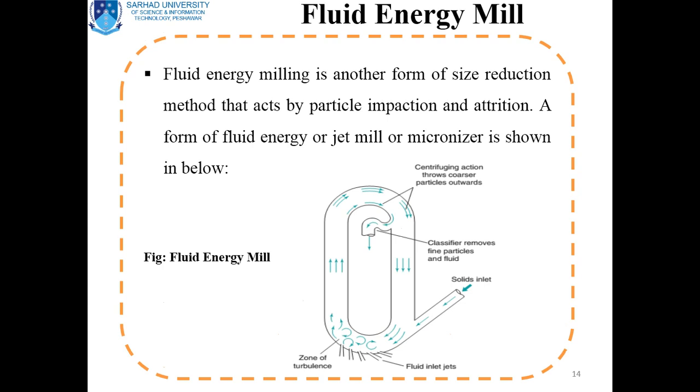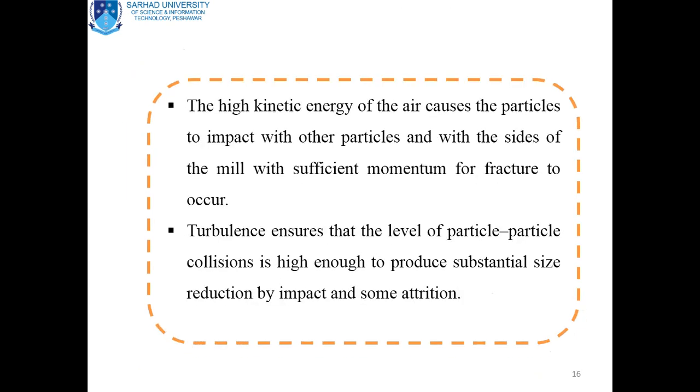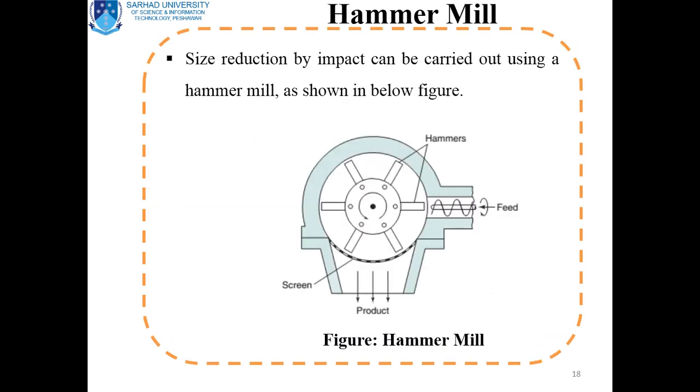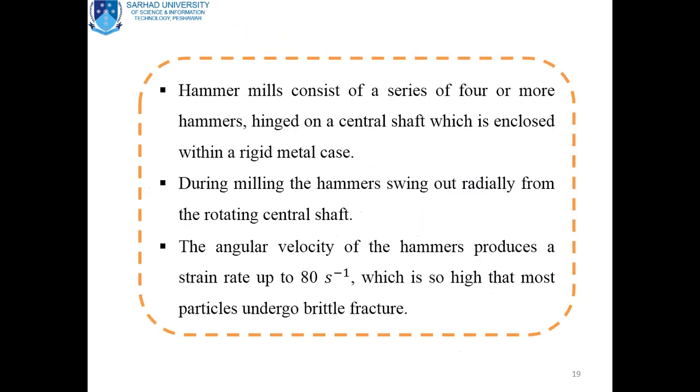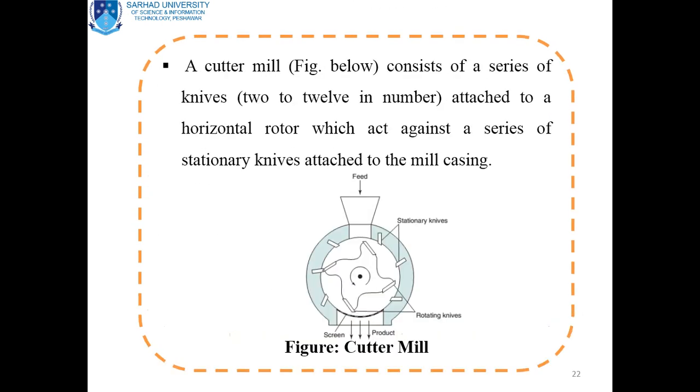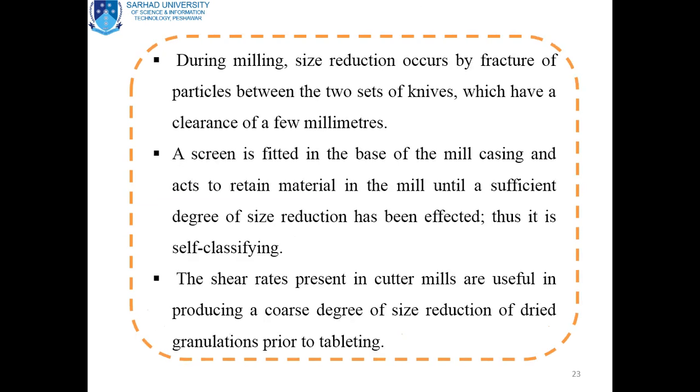Then we explained the fluid energy mill, the classifier and the fluid energy mill, the hammer mill, the use of the screen in the hammer mill, and the cutter mill, with stationary knives, rotating knives, and again a screen is used, and a metal casing at the bottom for self-classifying the degree of size reduction.